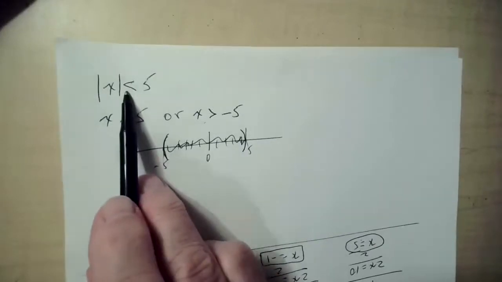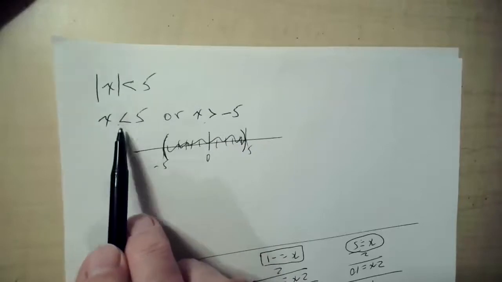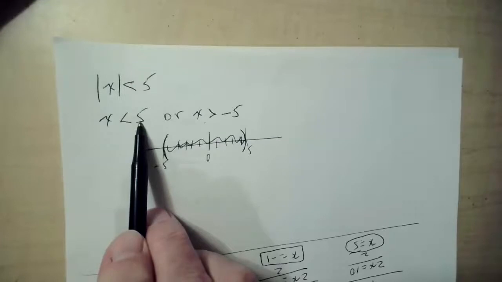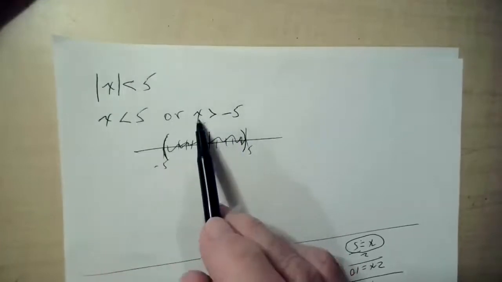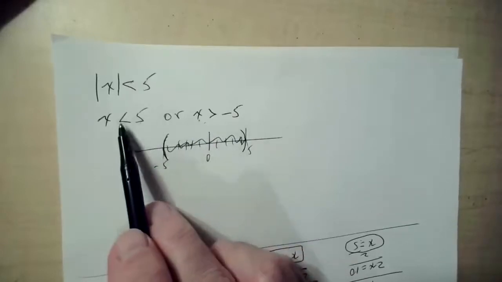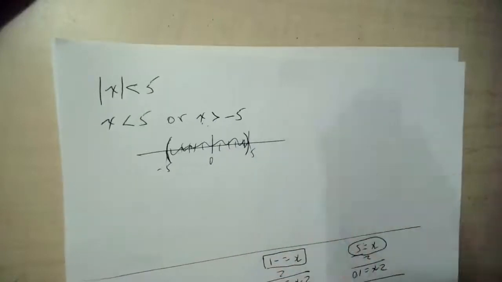Okay, so the way we do this is we take x out of the absolute value sign, keep the sign the same, keep the number the same. Or we have x can be, it's actually and, x can be greater than the opposite sign and the negative number. Okay. What could be more fun?